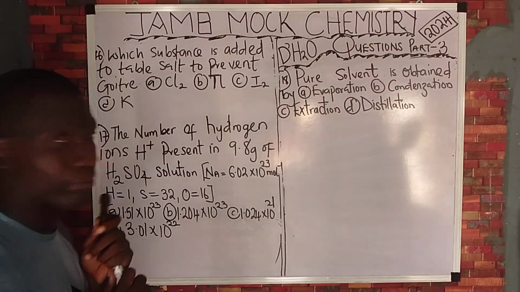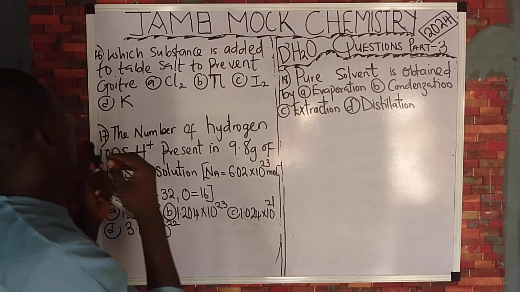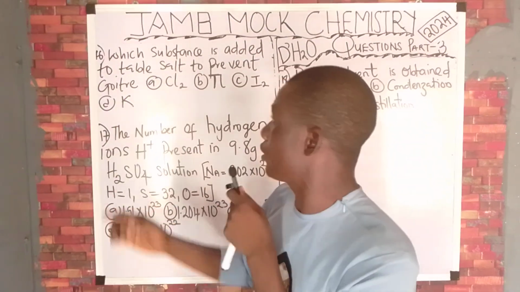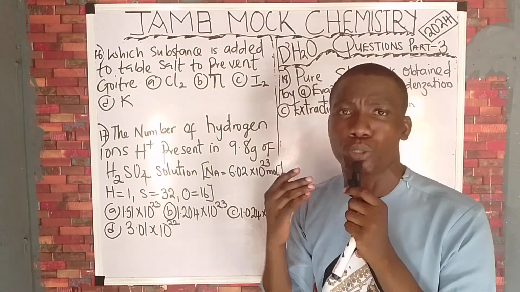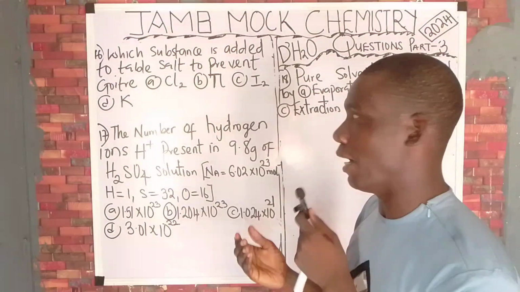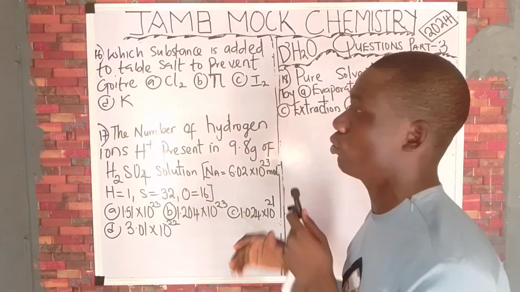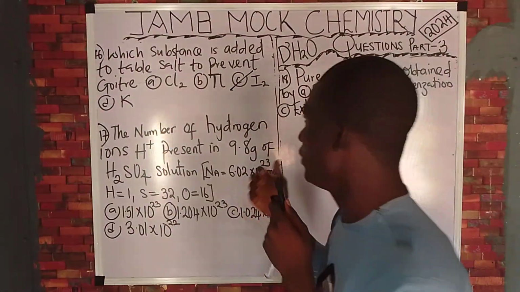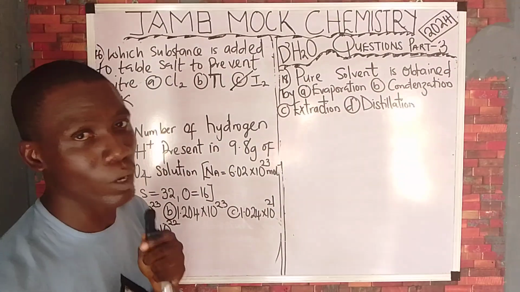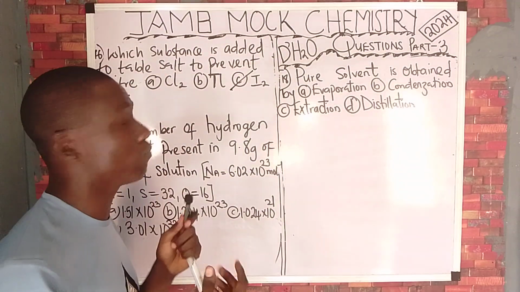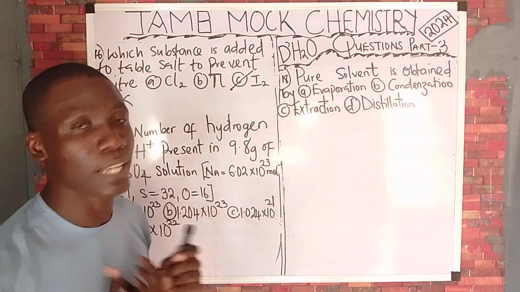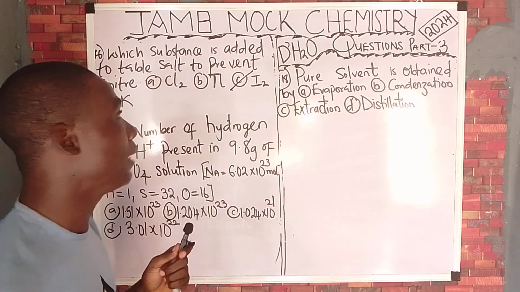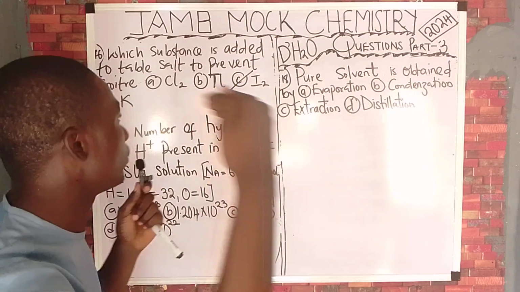Question number 16. Which substance is added to table salt to prevent goiter? Wow, very cheap. The answer to this question is iodine. Don't forget that. Iodine is usually used to prevent goiter. Goiter simply means lack of iodine in our diet, which causes the swelling of the thyroid gland. So if you want to prevent goiter, you have to add iodine to the salt.